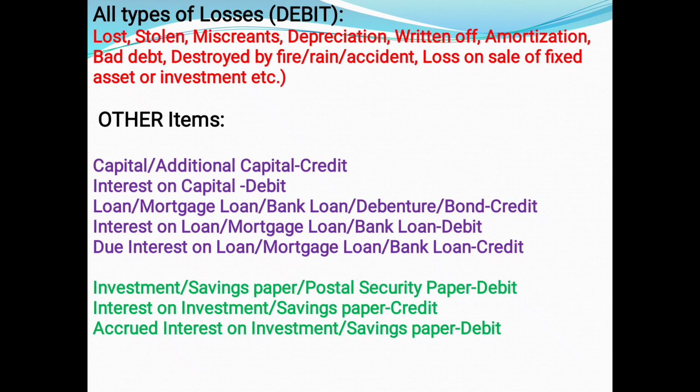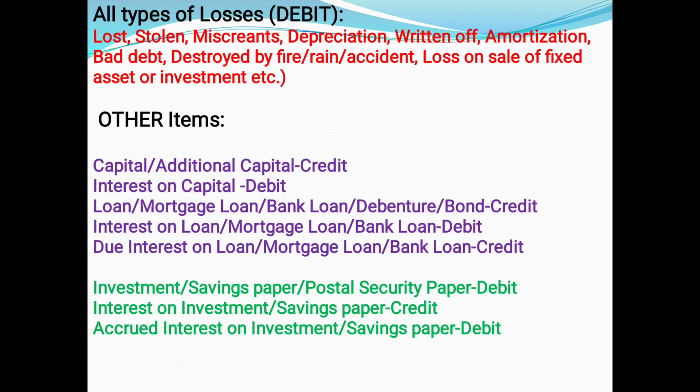Loan, mortgage loan, bank loan, debenture, bond are at all times credited, but interest on loan or mortgage loan or bank loan is debited. Loan credit, interest on loan debit. Another one, due interest on loan, that is interest payable, it is also credited. So at this moment you have to know: loan credit, interest on loan debit, but accrued interest on loan credit.